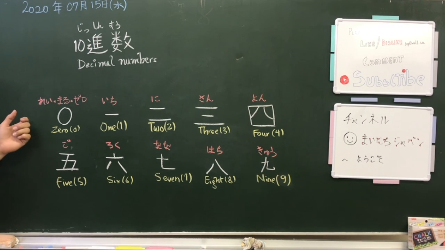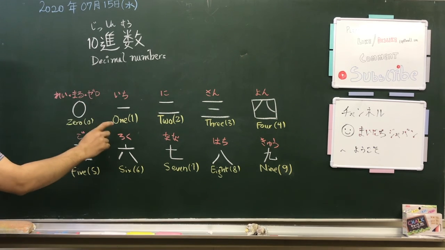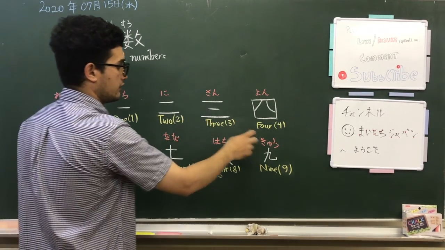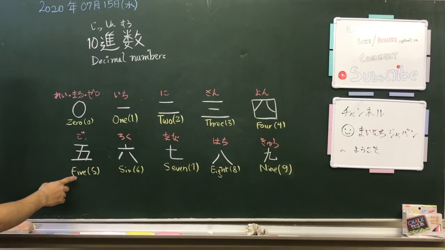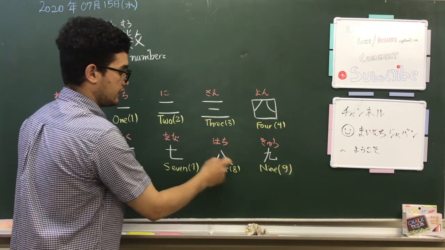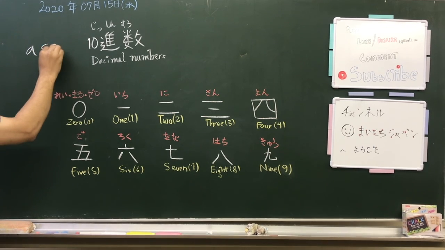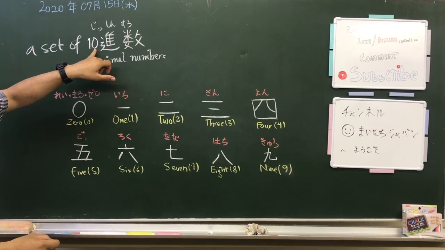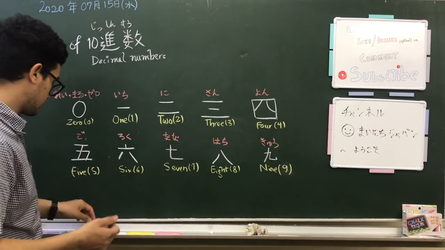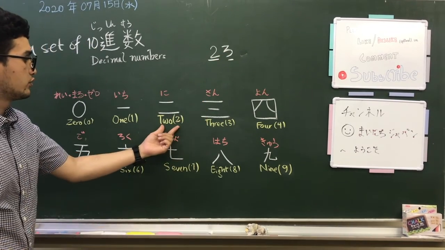In this way, in the decimal number system, we have these basic 10 numeric figures or characters: 0 or rei, maru. Likewise, we have 1, which is ichi, 2, ni, 3, san, yon, 4, 5, go, 6, roku, 7, nana, 8, hachi, and lastly 9, which is kyu. So this makes a set of decimal numbers. Then we combine these numbers to form another number. For example, I like the number 23, made by combining 2 and 3.